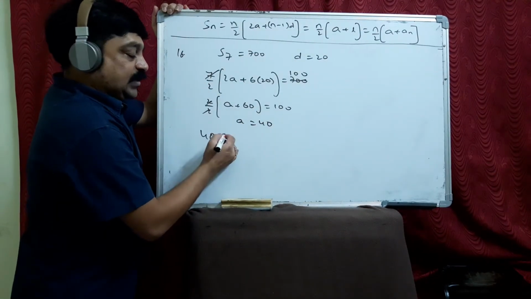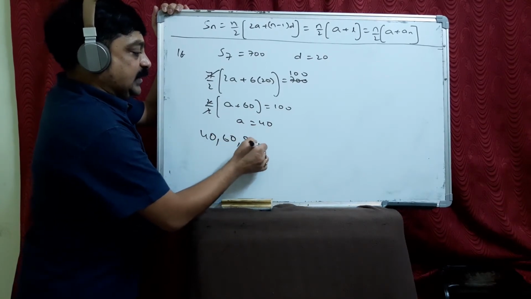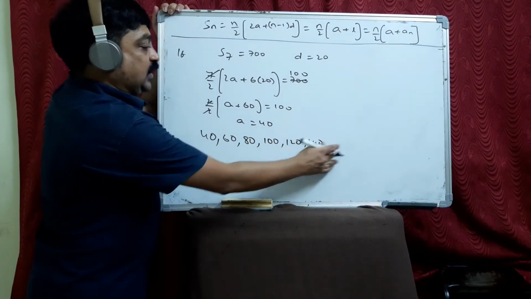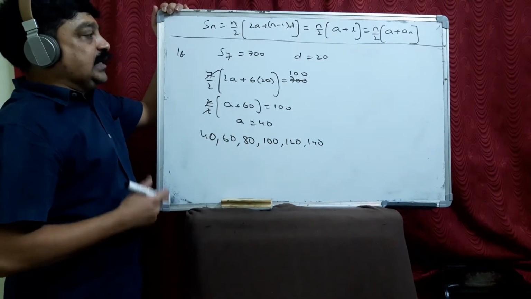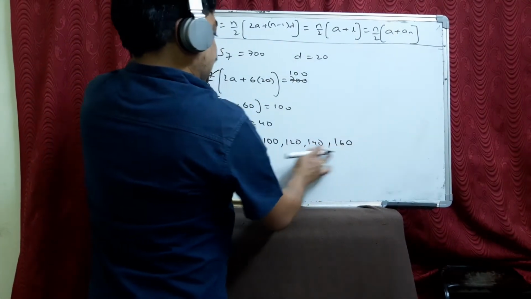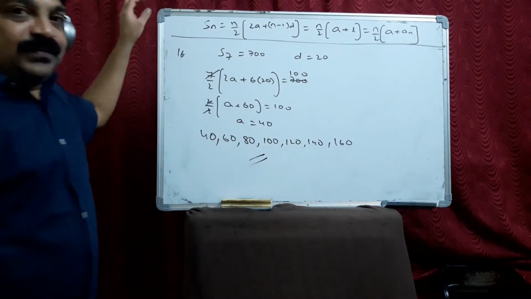What will be the second one? 60. What will be the next one? 80. Next one? 100. Next? 120. Next? 140. If you add all this, you should get 700. Let us see. One more, 160. 40, 100, 180, 280, 400, 540, 700. Okay.